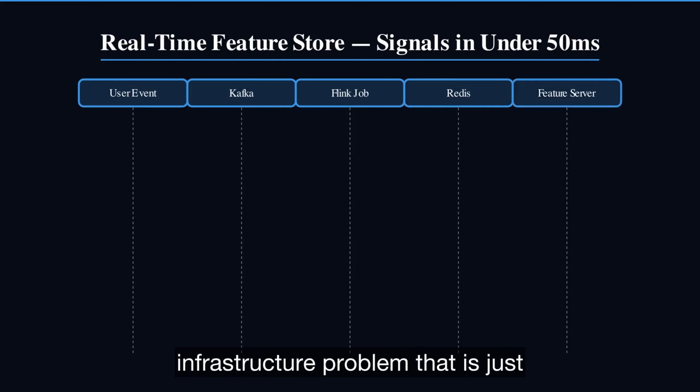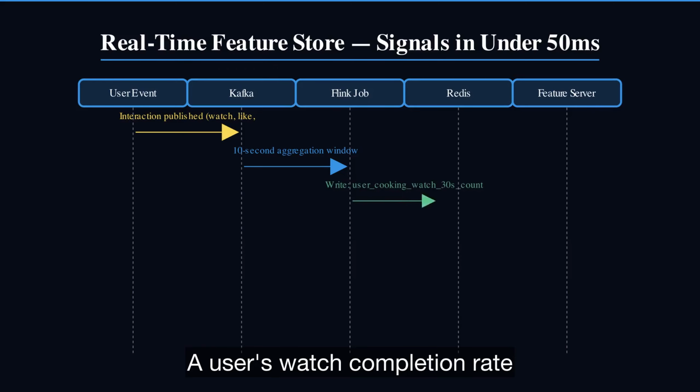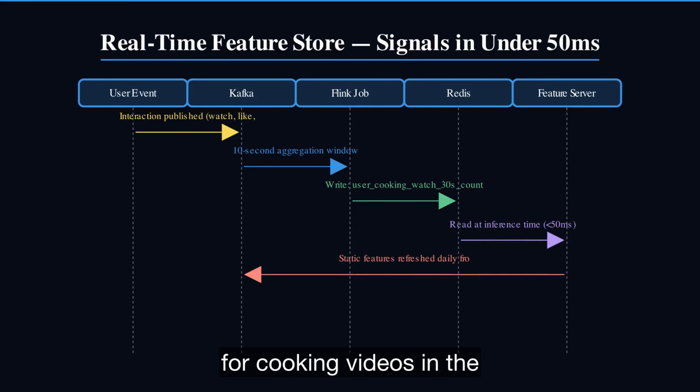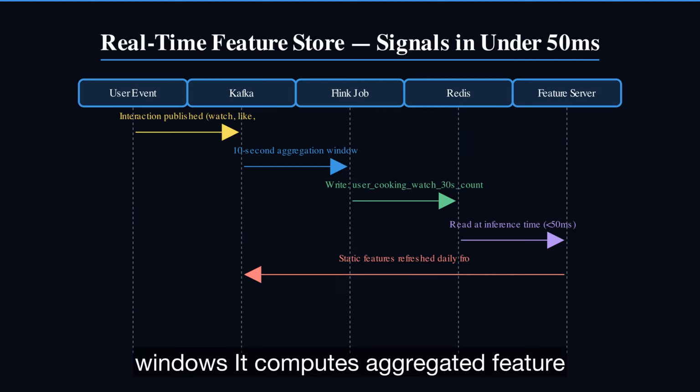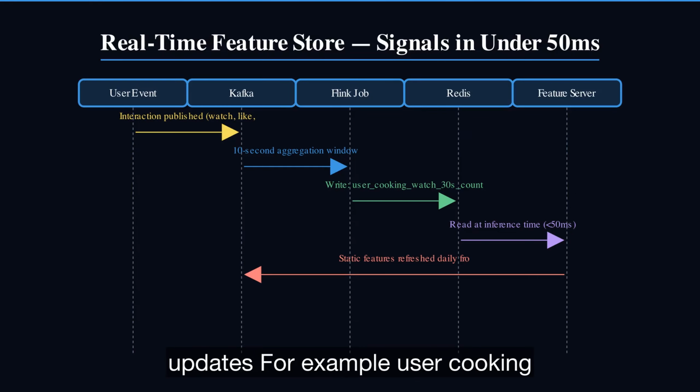Here's the infrastructure problem that is just as hard as the ML. A user's watch completion rate for cooking videos in the last 5 minutes changes after every single video. The feature store must reflect that in near real time. Every user interaction event hits a Kafka topic. A Flink streaming job consumes it in 10-second windows. It computes aggregated feature updates. For example, user cooking watch 30-second count +1.